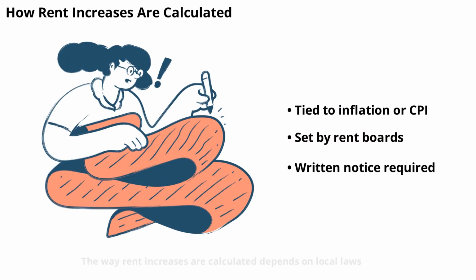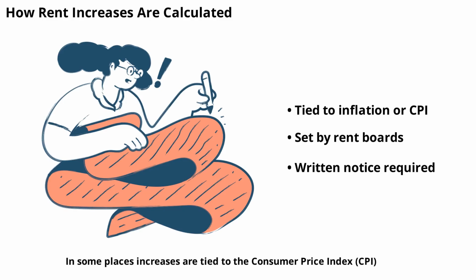The way rent increases are calculated depends on local laws. In some places, increases are tied to the Consumer Price Index, CPI, which measures inflation. In others, a rent board or government agency sets the allowable percentage each year. Landlords must follow these guidelines and usually have to provide written notice before raising the rent. This process ensures that increases are predictable and fair, giving tenants time to adjust their budgets.